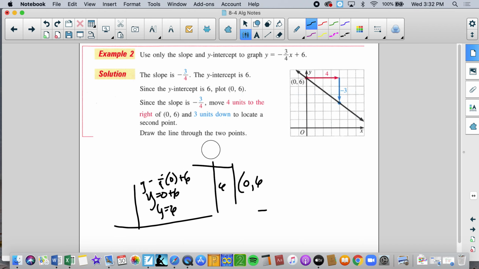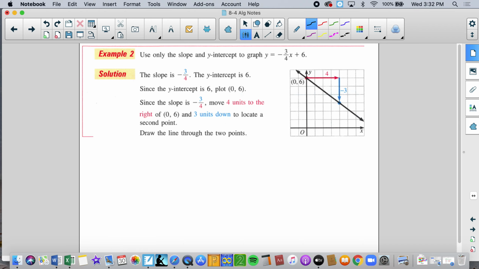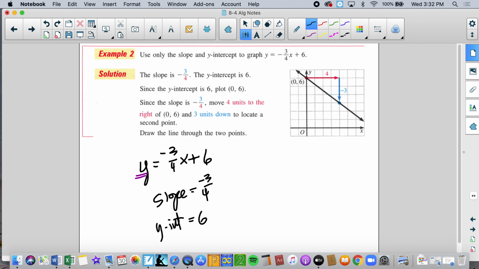So let's erase that. If we have the equation y equals -3/4 x plus 6. Did I forget the negative? Oh no, I had it. Good. So this is in slope-intercept form. How do we know? Because y is isolated. So I know the slope is going to be the coefficient of x, and the y-intercept is going to equal 6.